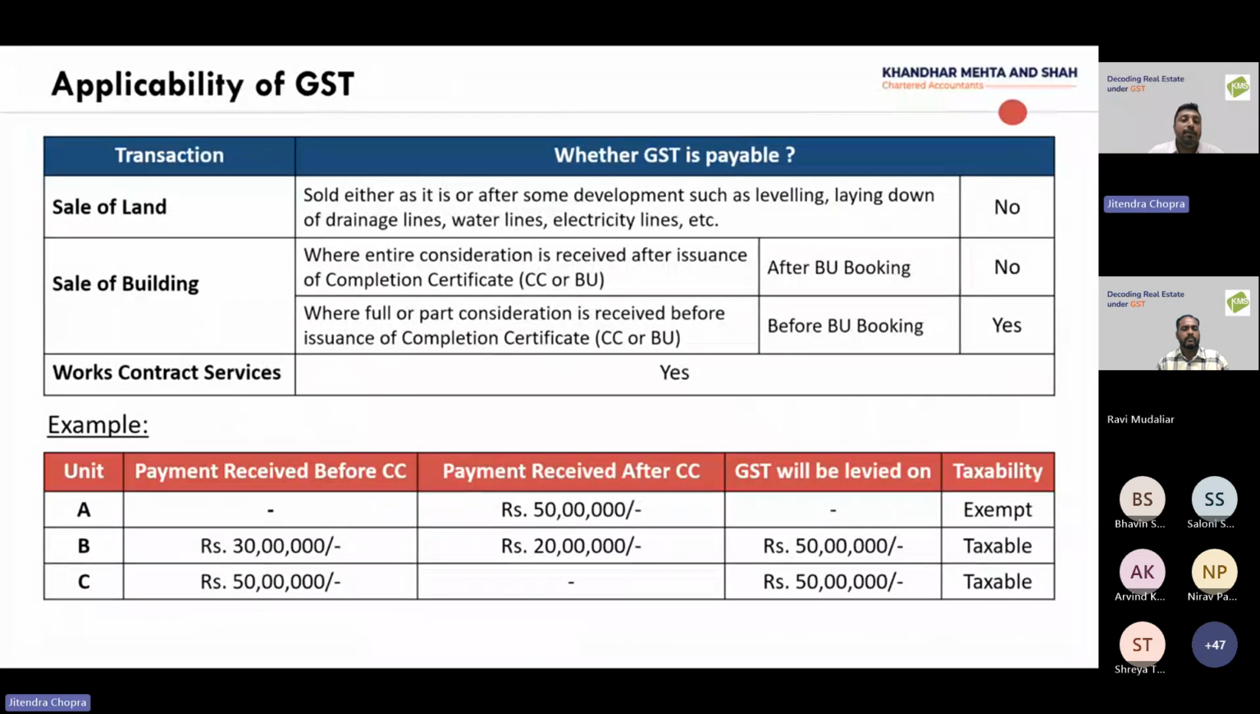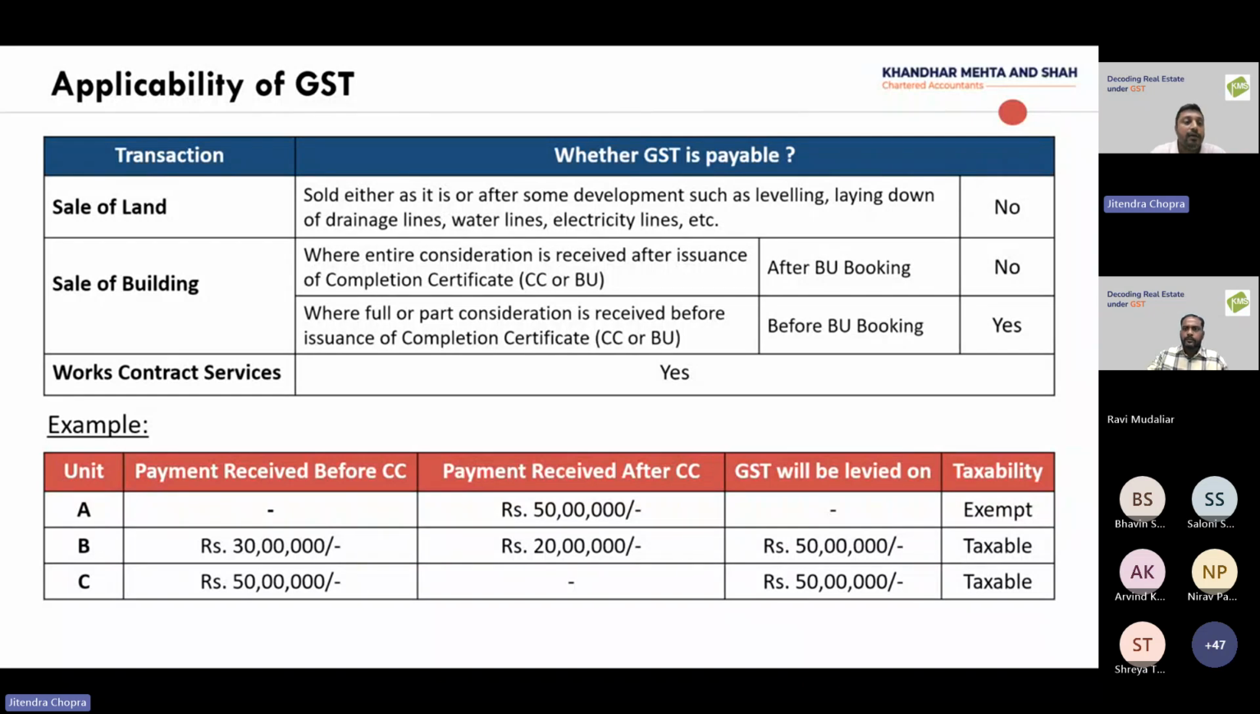Now let us simplify the entire concept. Pure sale of land, no GST. Sale of developed land with basic development, still no GST as per Circular 177. Sale of completed building after completion, no GST. Sale before completion, then GST will be applicable. Works contract services, GST will be applicable. Now understand this by example.